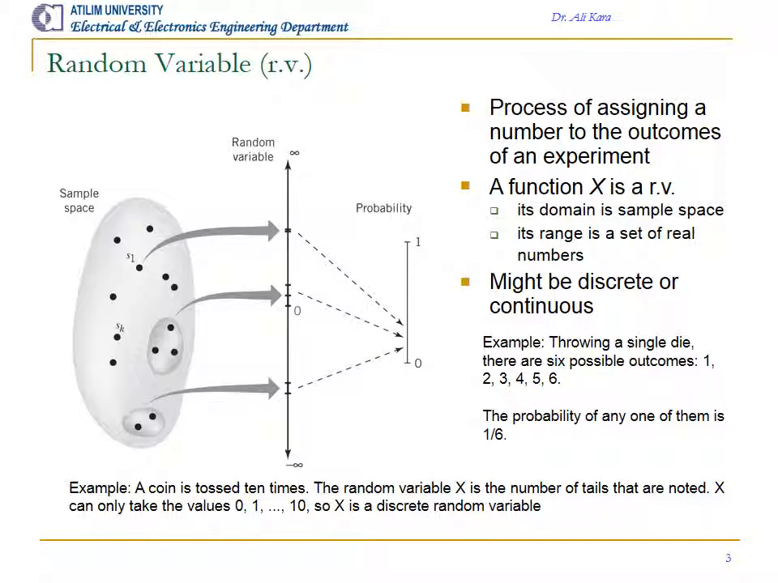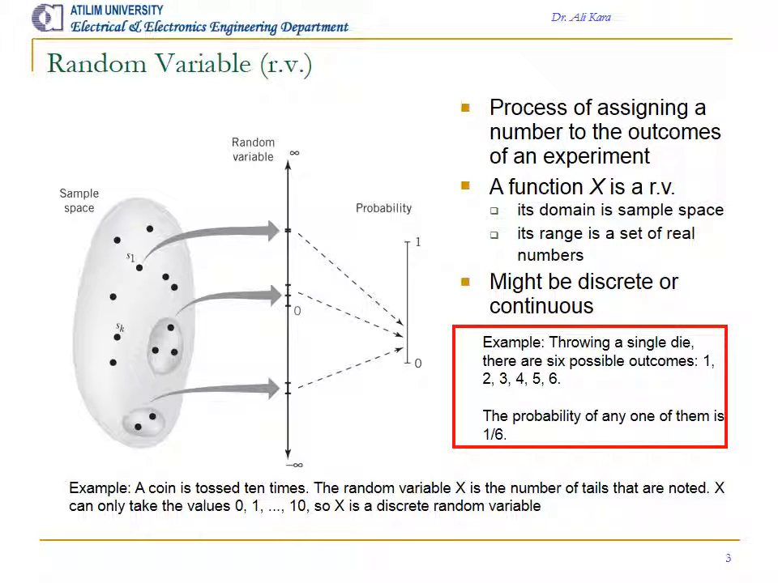Random variable, RV. Forming a random variable is the process of assigning a number to the outcomes of an experiment. If a function X is a random variable, then its domain is its sample space, and its range is a set of real numbers, which are probabilities that are assigned to the elements of the sample space. A random variable might be discrete or continuous.